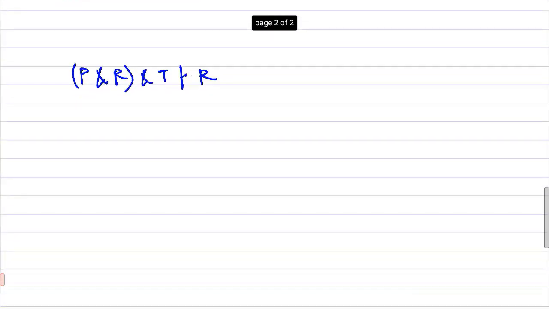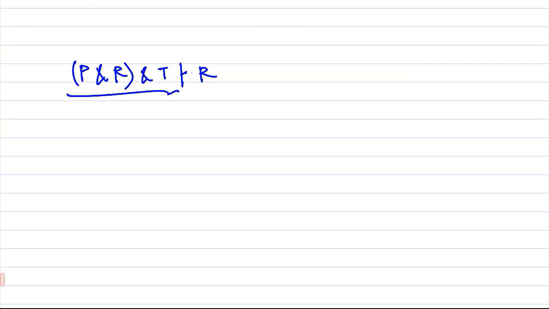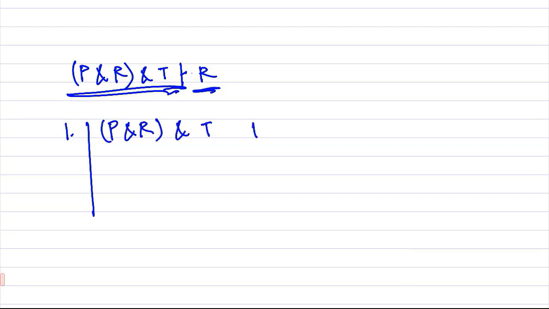Okay, then here's another example. Again, we have just one premise, P and R and T, and our conclusion is R. So we want to show how we can get from this premise to this conclusion. Okay, so we begin again by writing the premise. We just have the one premise, so we're going to put a line here.